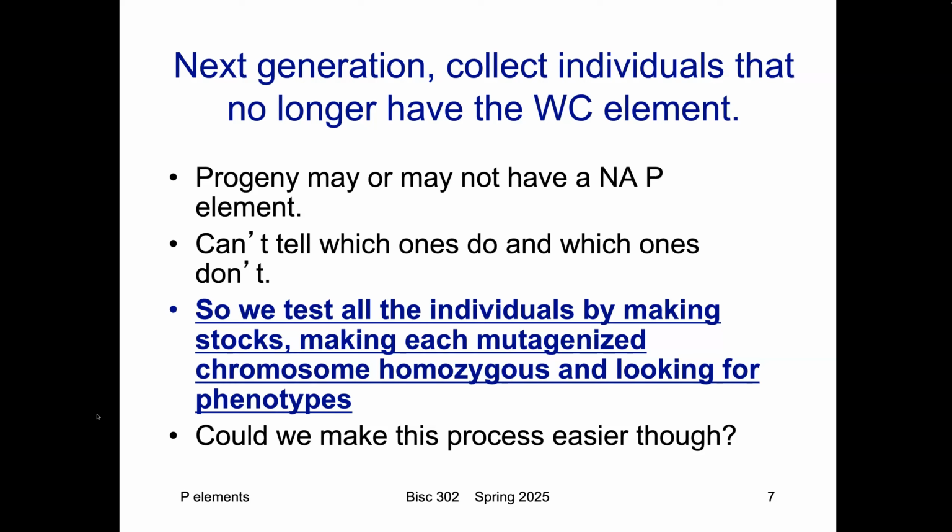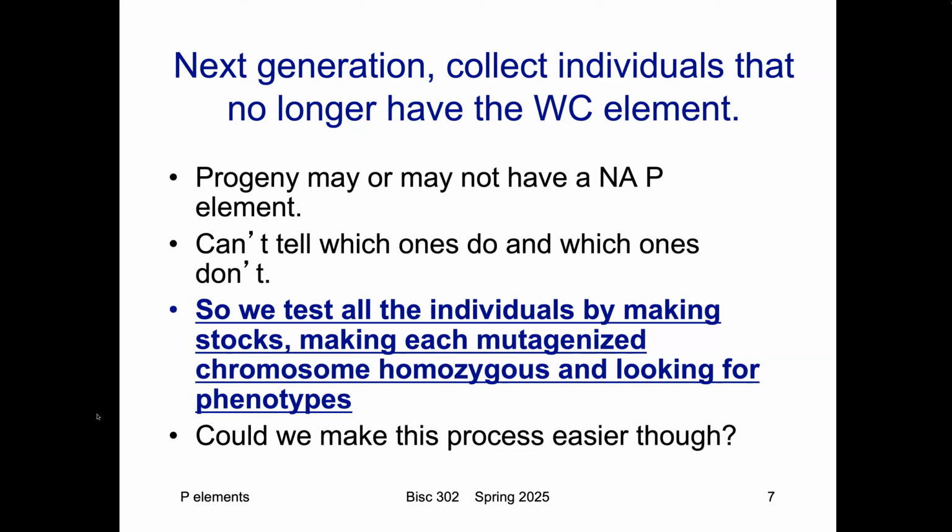And so we're still stuck doing a lot of work, right? And this is not different from using chemical mutagenesis, but we can do better than this, because non-autonomous elements don't have a transposase gene, but we could engineer them and put something else in there that would allow us to figure out which flies do and which flies do not have a P-element.